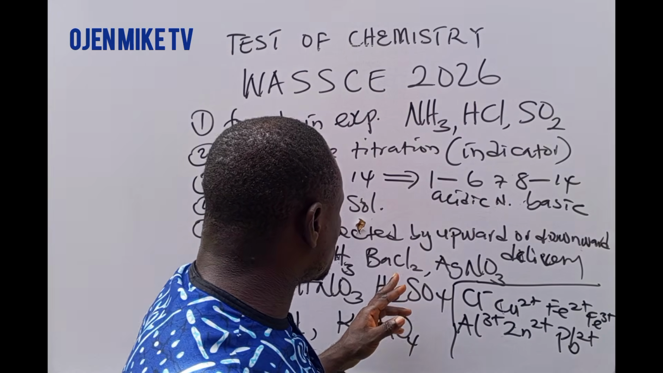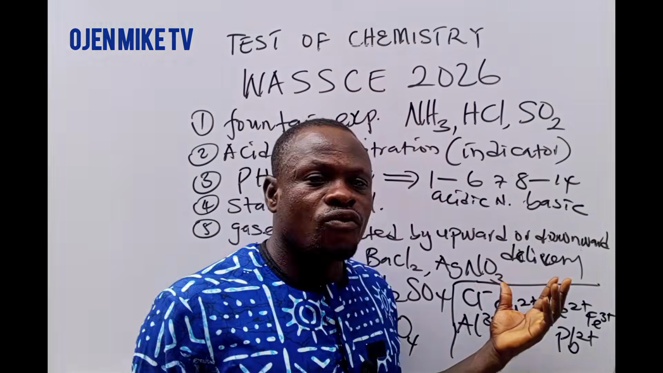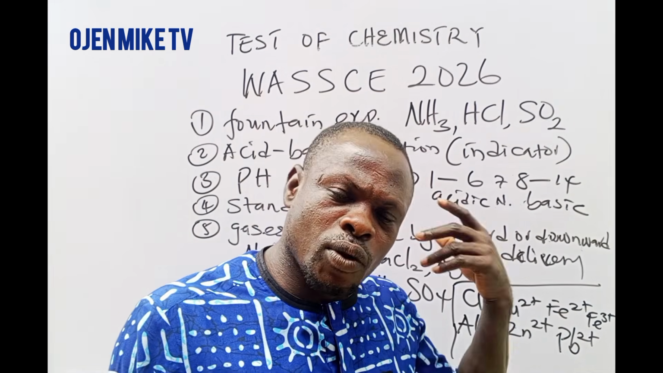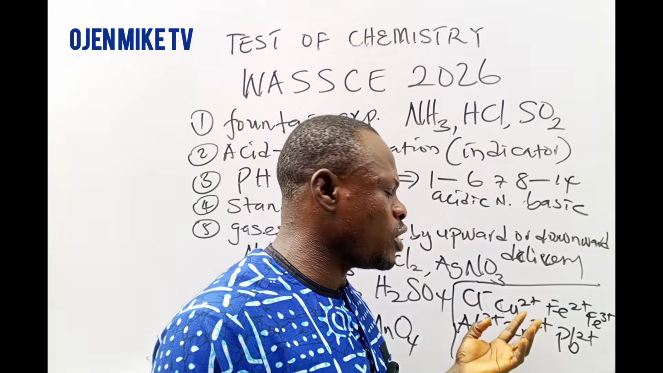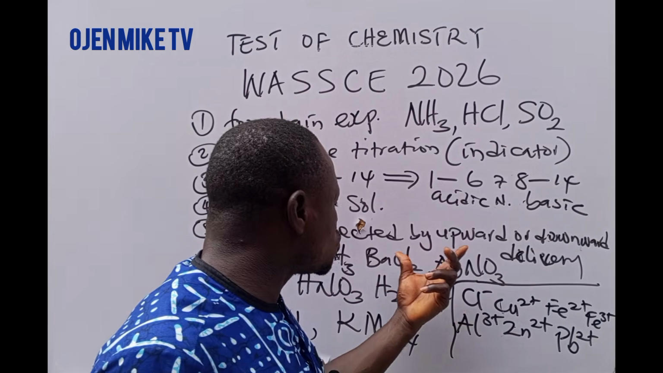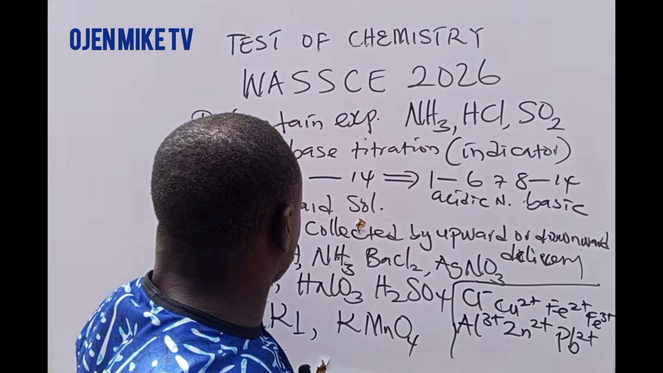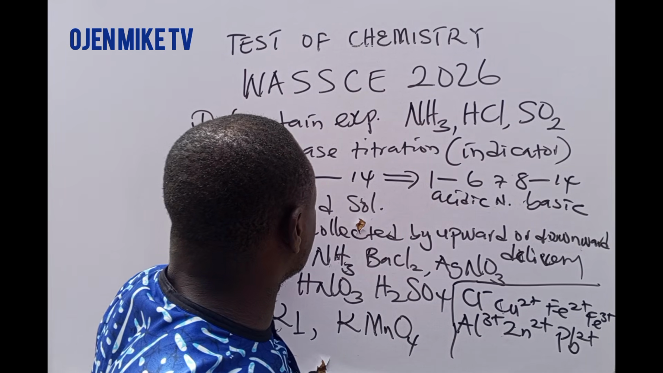Now another one is barium chloride. What is it used to test for? They mostly use barium chloride for sulfate ion. If you want to test for sulfate, of course it produces a white precipitate. So just go and know these reagents, what they are used to test. By the time you know that, it is very, very simple.